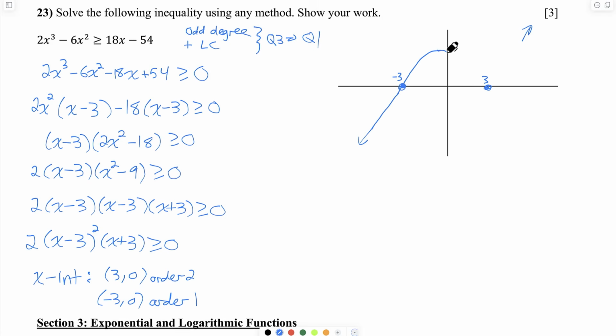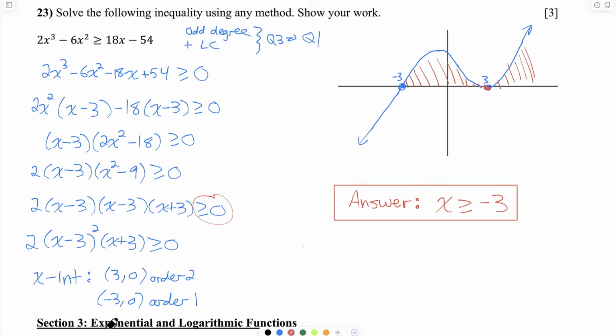And at positive 3, I should be making a parabola shape, so bouncing off of it. And the question wants to know, when is this function greater than or equal to 0? Well, as long as I'm at negative 3 or to the right, the function is greater than or equal to 0. So my answer to this question, this function is greater than or equal to 0 when x is greater than or equal to negative 3. I want to include negative 3 because at negative 3 it's equal to 0.